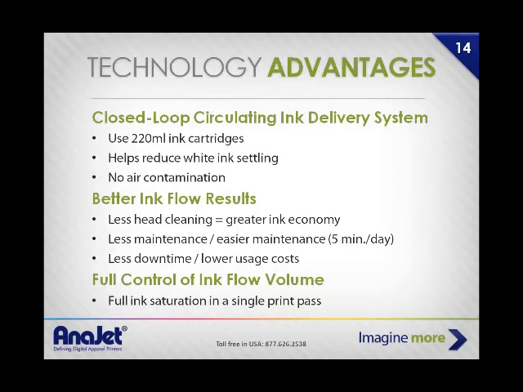You also have full control of ink flow volume and full ink saturation in a single print pass, which is why the AnaJet mPower is the fastest garment printer out there. Because within one pass with our print heads, we can put enough ink down onto the shirt to completely saturate it.